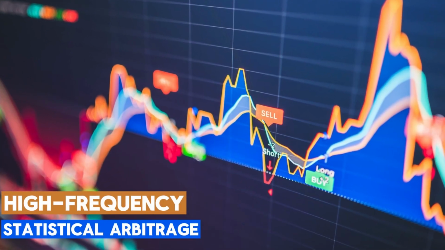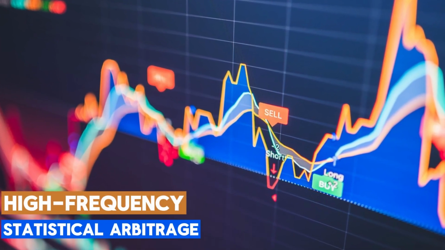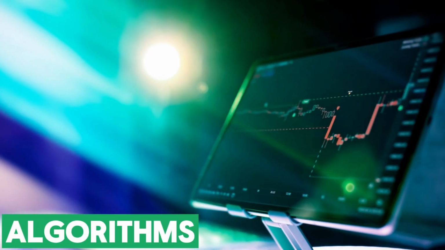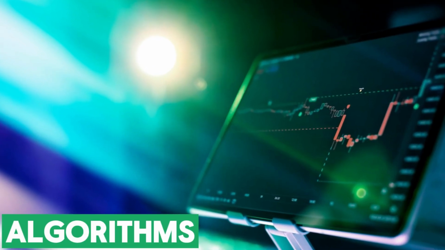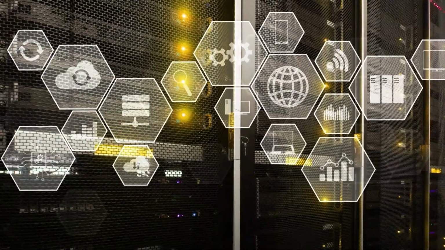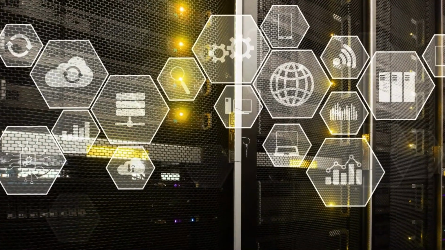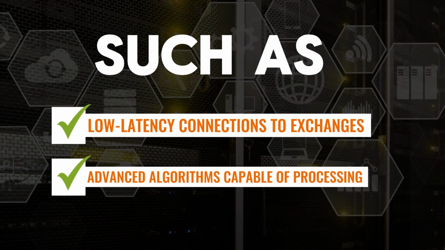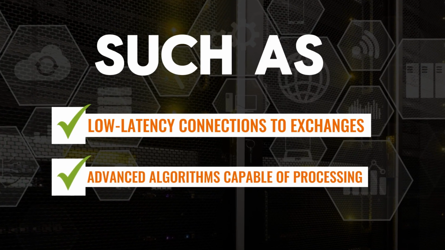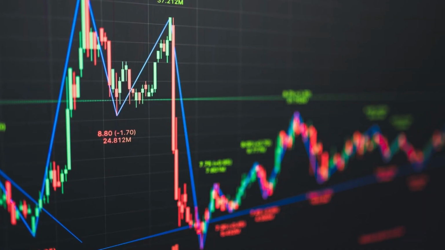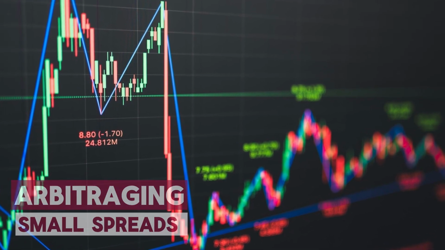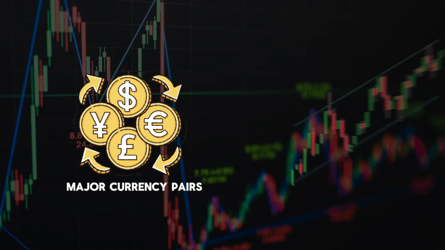High-frequency statistical arbitrage. An extension of statistical arbitrage is high-frequency trading, HFT, where algorithms are used to execute a large number of trades at extremely high speeds. This requires significant technological infrastructure, such as low-latency connections to exchanges and advanced algorithms capable of processing vast amounts of data in milliseconds. High-frequency trading often focuses on arbitraging small spreads in highly liquid assets, such as major currency pairs or popular stocks.